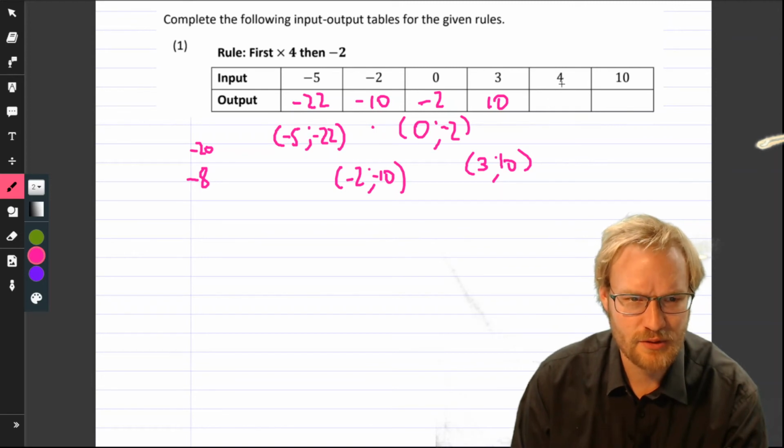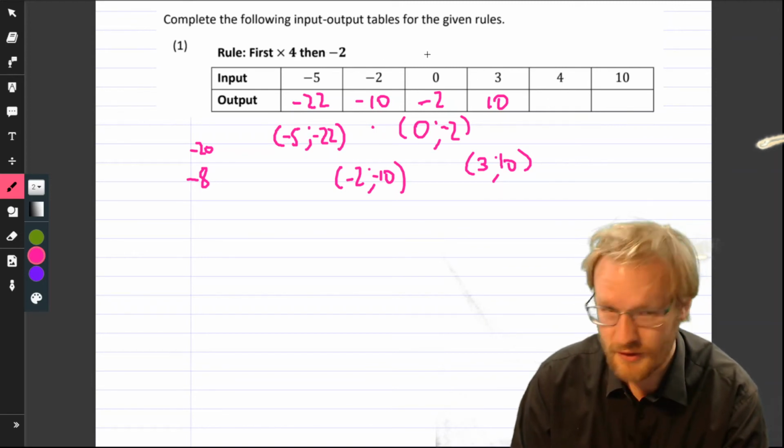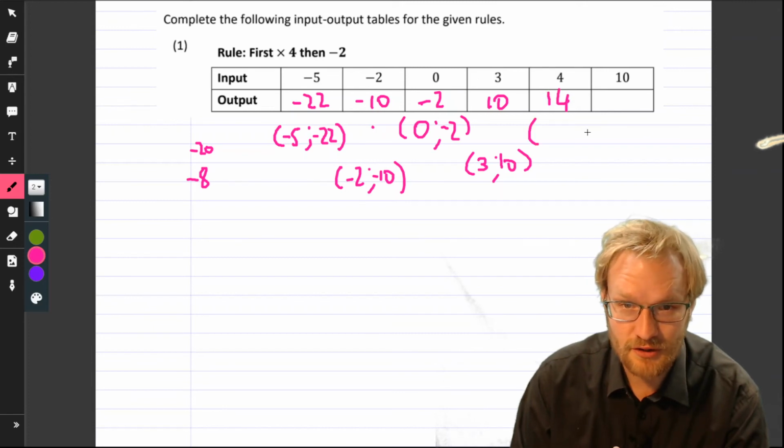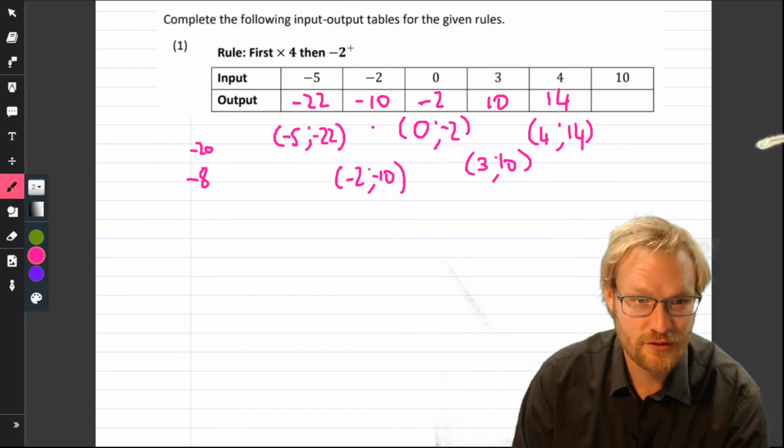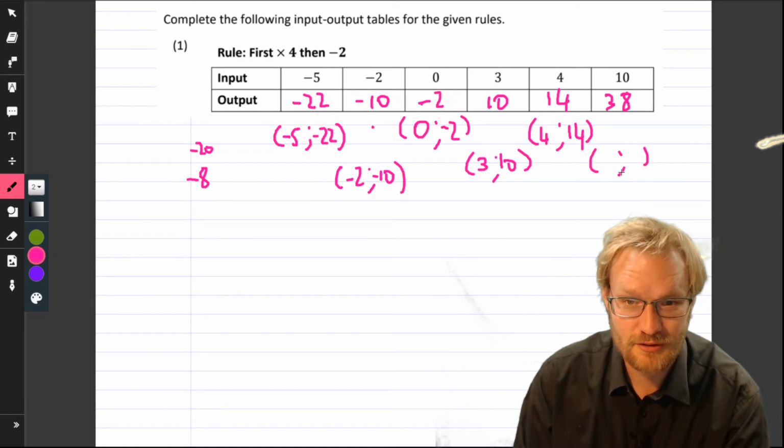Okay, next one, 4. 4 times 4 is 16. 16 minus 2 is 14. So brackets, input was 4, our output was 14. Then 10. 10 times 4 is 40. 40 minus 2 is 38.